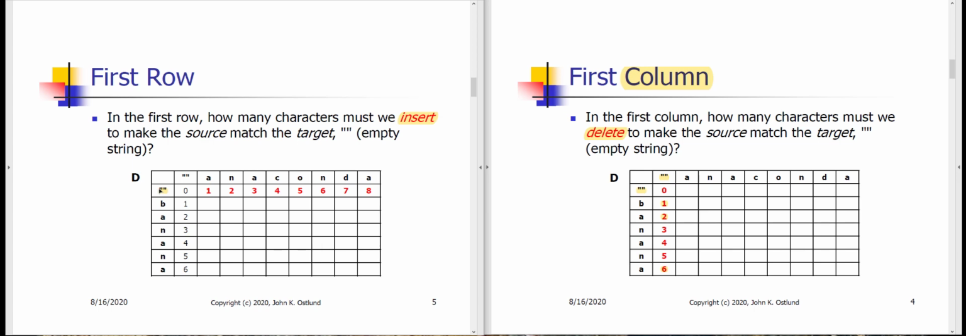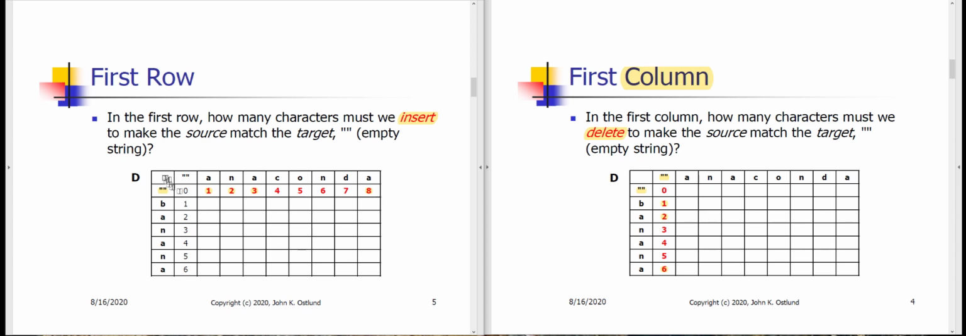All right, so if our source prefix is an empty string, we don't have to do any editing to make that equal to the empty string. But if our source is the empty string, we're going to have to insert 1 character to make that equal to the prefix A, or 2 characters to make that equal to the prefix AN, or 3 characters for ANA, etc., out to, we're going to have to insert a total of 8 characters in order to convert this empty string into the target string ANACONDA.